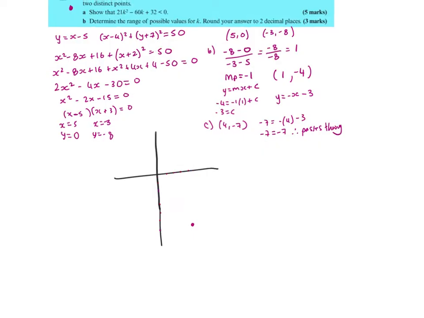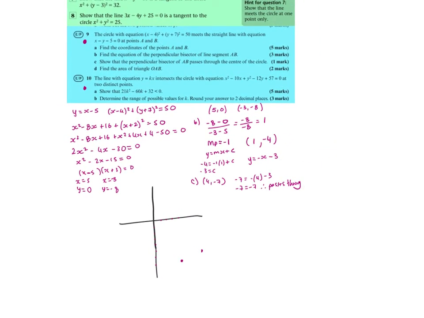Here's my centre. Now, we know that it meets with a straight line, y equals x minus 5. So 1, 2, 3, 4, 5. So this straight line crosses at... Where would this line cross y equals x minus 5? It's about here, isn't it? Okay, so we know this line crosses the circle, so this would be the edge of the circle.